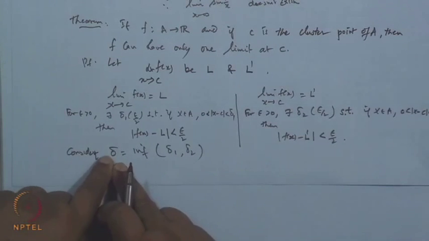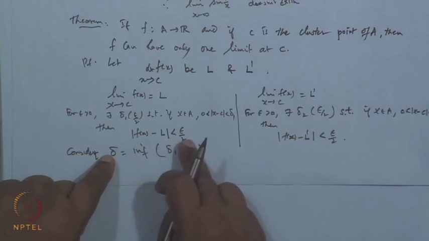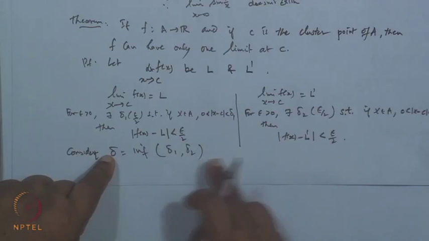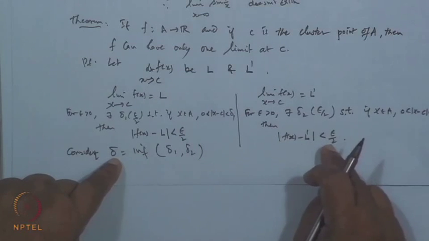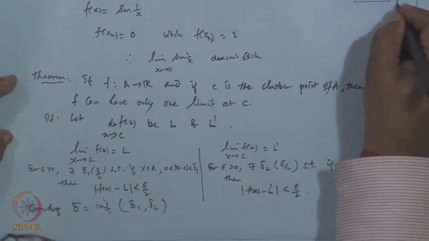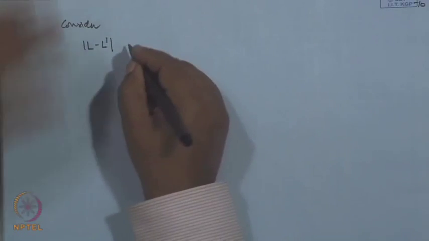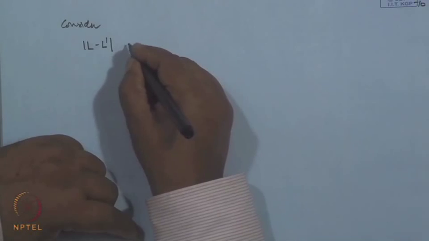So, if I replace delta 1 by delta, then this result will also hold. If I replace delta 2 by delta, again this result will hold. So, now consider mod of L minus L dash. Now, this is less than or equal to, add and subtract this.